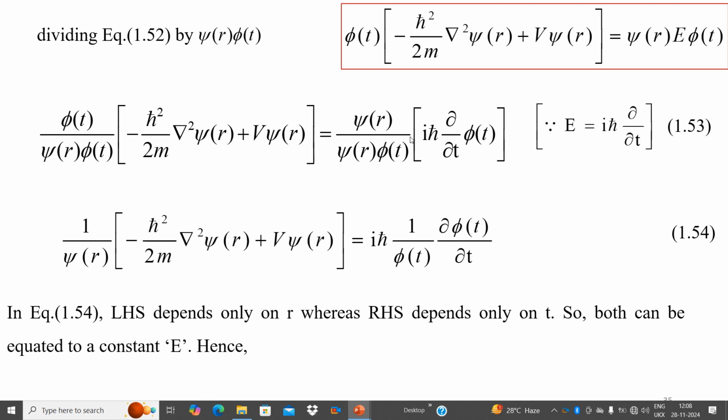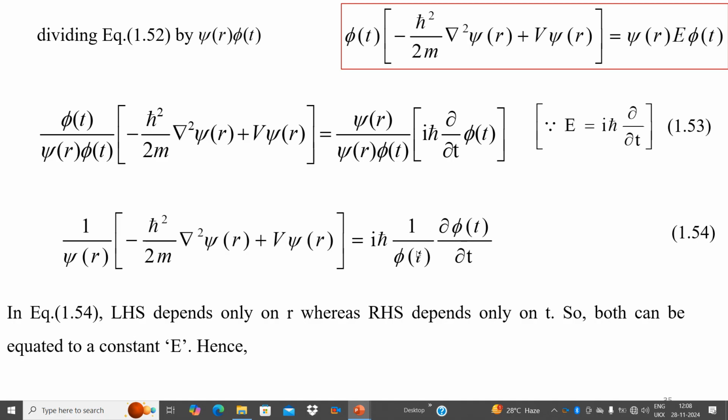So look at this equation. We have divided by psi of r, phi of t, so phi of t and phi of t get cancelled, and here psi of r and this psi of r will get cancelled. And we know that E equals i h bar partial d by dt. You substitute here: instead of E, you substitute i h bar partial d by dt. So equation 1.53 becomes 1 by psi of r times minus h bar squared divided by 2m del squared psi of r plus V psi of r, which is equal to i h bar 1 by phi of t d phi of t by dt.